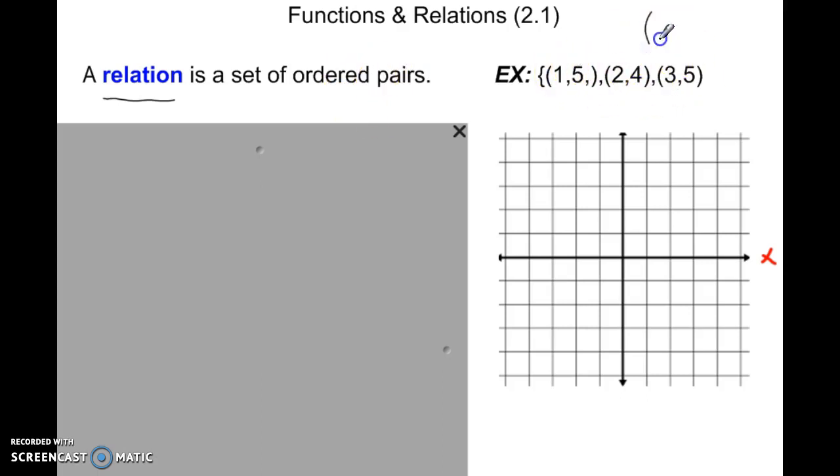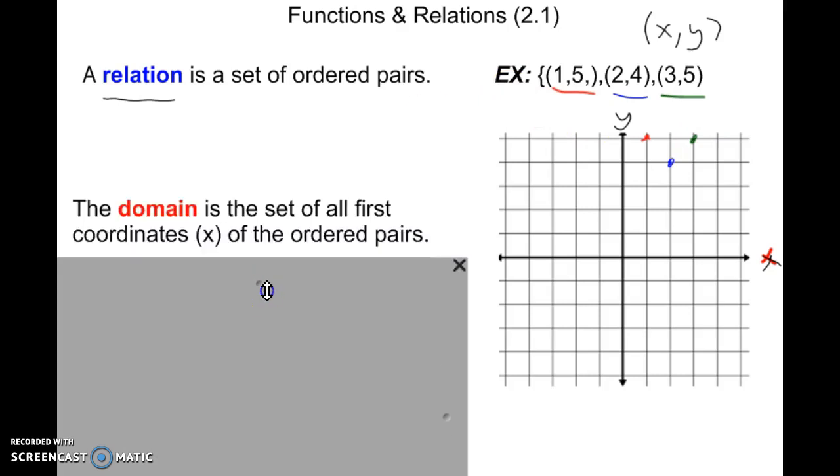We know that for an ordered pair, you always write x comma y, where x is the horizontal axis and y is the vertical axis. So if we want to graph the ordered pair 1 comma 5, the x value is 1 and the y value is 5. And 2, 4 would be 2 over and 4 up, and 3, 5 would be 3 over and 5 up. So those 3 points are a relation. It's a set of ordered pairs.